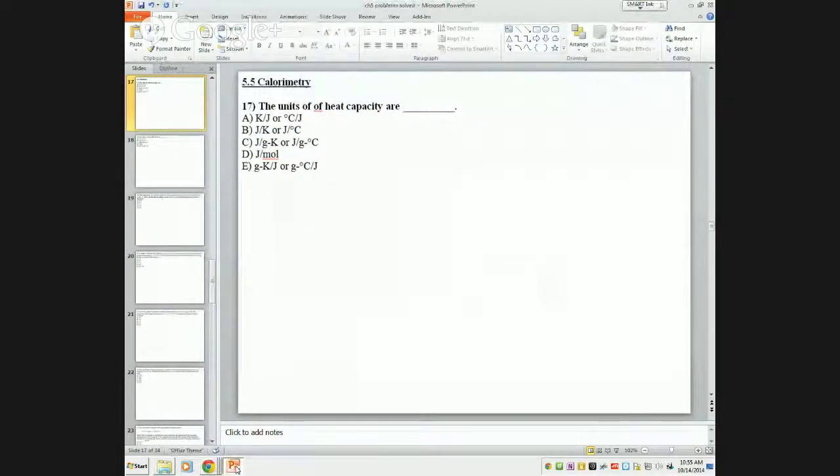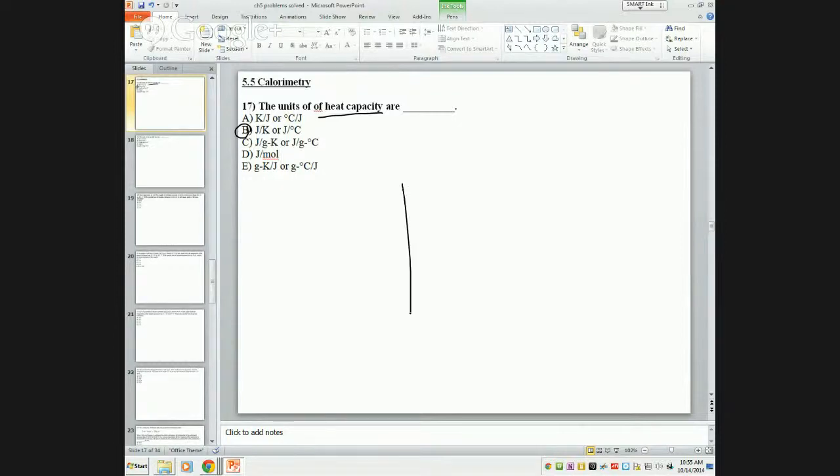This is Mr. Donahue going over the 5.5 calorimetry problems, starting with question number 17. All right, so the first couple problems are just kind of definition things, are you paying attention to the details? Heat capacity. The units for that are joules per Kelvin or joules per degree Celsius.